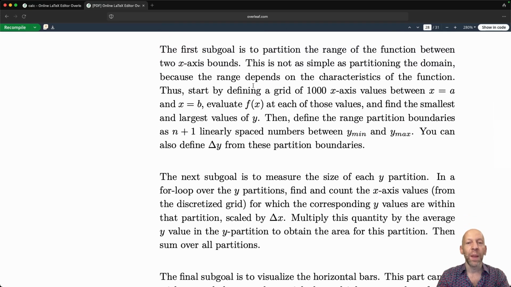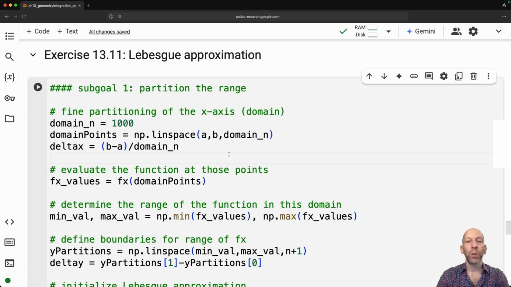So that's what I say here. Define a grid of 1,000 points, and then evaluate f of x, so get 1,000 values of the function, and then you can find the smallest and largest values of y. And from there, you can partition the range into n plus 1 linearly spaced numbers, and that is going to give you n partitions. Okay, and then based on those partitions, you can define delta y. I want to show you the code for that sub-goal, and then I'll get back to explaining the second sub-goal.